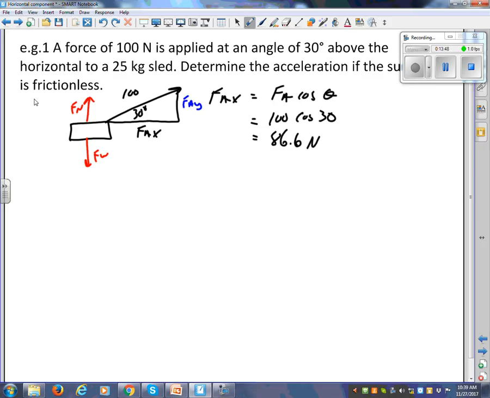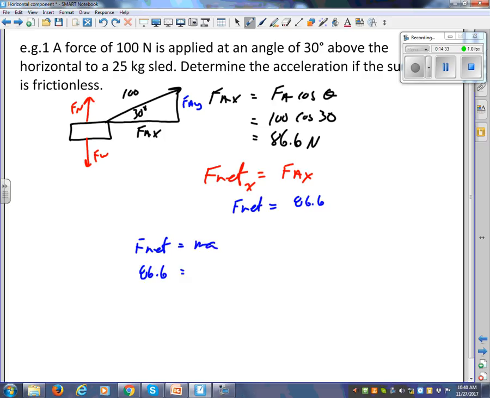So the FAX is the only thing that's pulling it sideways, and so therefore, my net force, my F net X, if you will, the sum of all the forces sideways, is just FAX. How come? Because there's nothing else. And so my F net is equal, of course, to MA, right? Let's say F net is equal to 86.6, and then we're going to write F net is equal to MA.